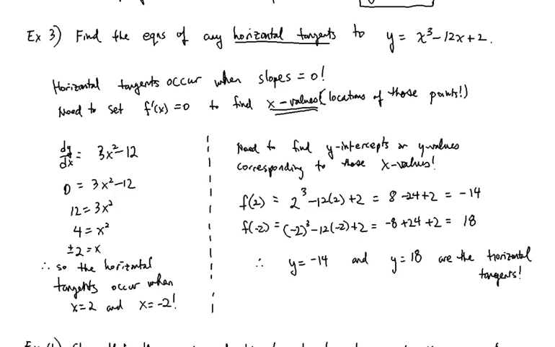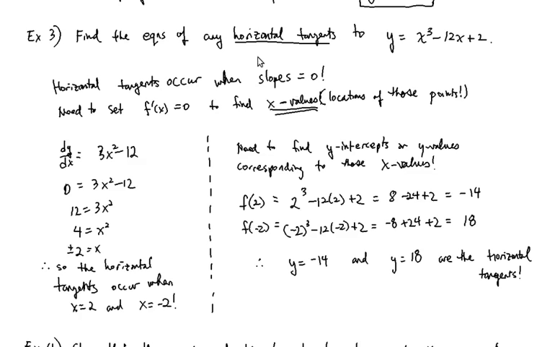Okay, example 3. Find the equations of any horizontal tangents to y equals x cubed minus 12x plus 2. Alright, so I need to find the tangent lines of this function, okay? But they have to be horizontal. So how do I know if a line is horizontal or not? Well, what do I know about it? The characteristic of a horizontal line is that the slope is going to be 0.